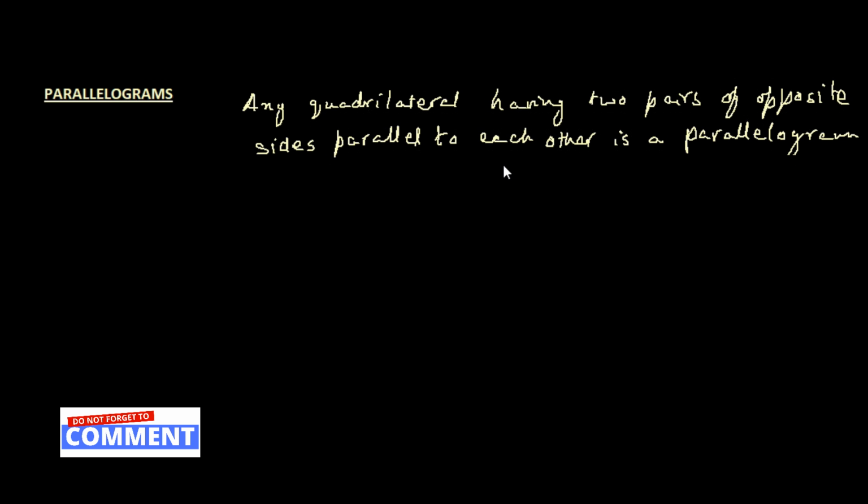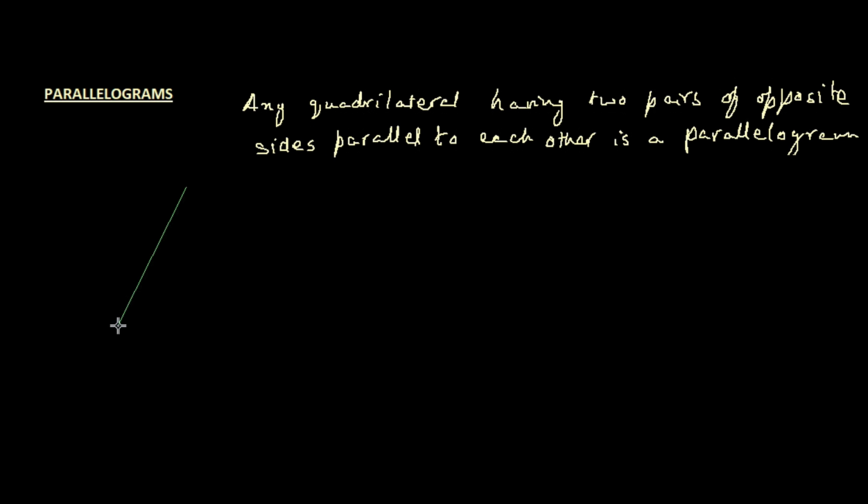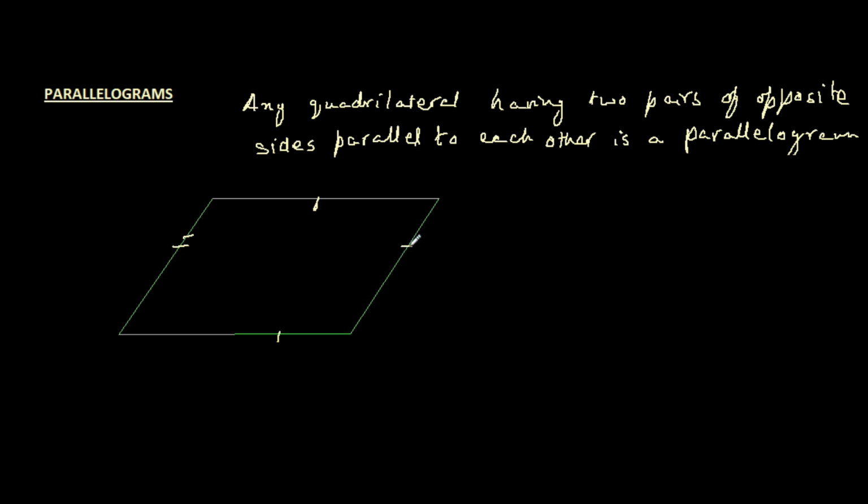Now the next theorem that we have is the converse of this one, that if both pairs of opposite sides of a quadrilateral are equal, then it is a parallelogram. So you can again write down this theorem, that if both pairs of opposite sides of a quadrilateral are equal, then it is a parallelogram. So for this, let's start with drawing another parallelogram. So let's say that this is a parallelogram that we have, and we are given that this side is equal to this side, and this side is equal to this side. Now nothing else we know.